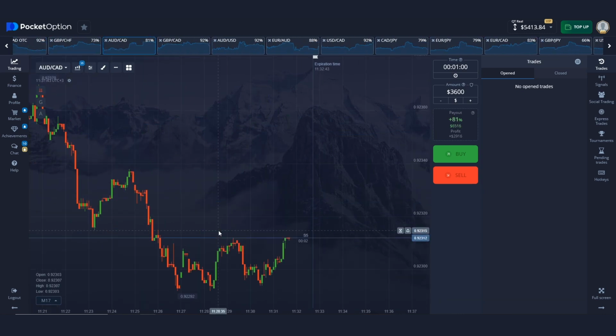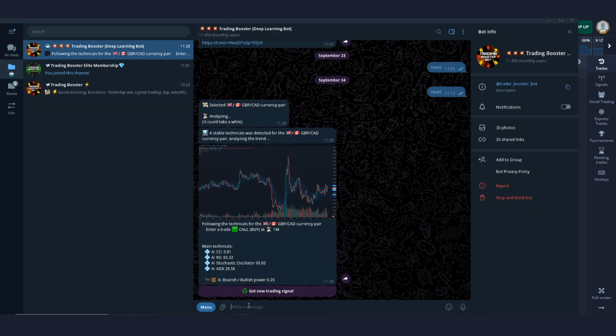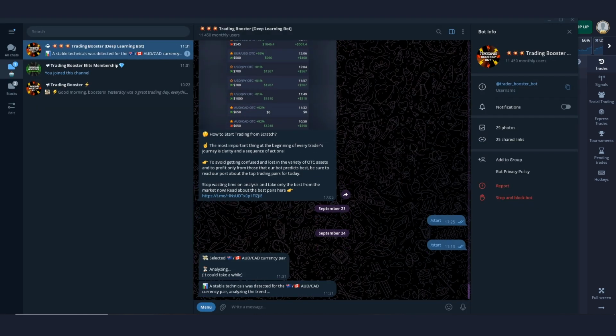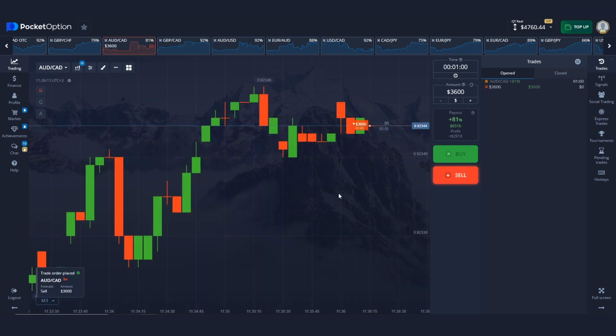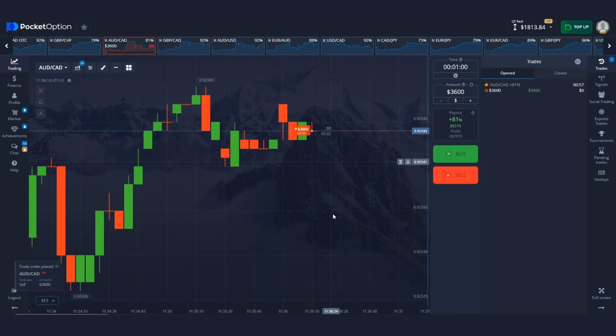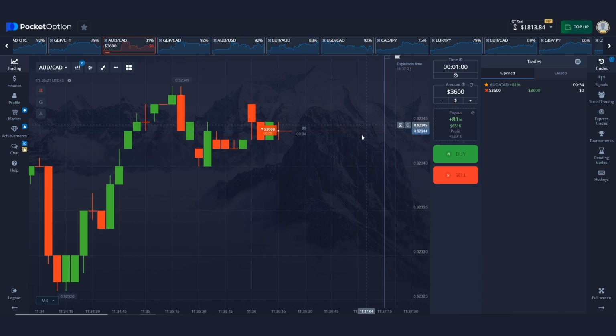Australian Canadian dollar looks safe enough with good movement. I get a sell signal. And on a new candle I open my sell trade. I expect a good downward movement here, so watch this trade.